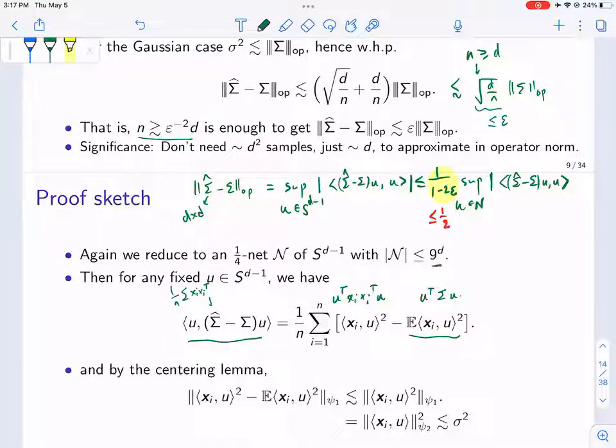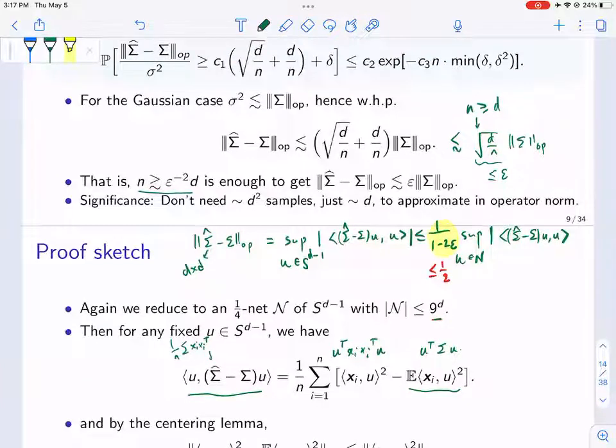So next time we're going to come back to this. As an exercise, if you're interested, you can try to show this for yourself. Try to control the sub-exponential norm of individual terms, write down the Bernstein bound, and try to complete the proof. Otherwise, we're going to come back and do the thing.